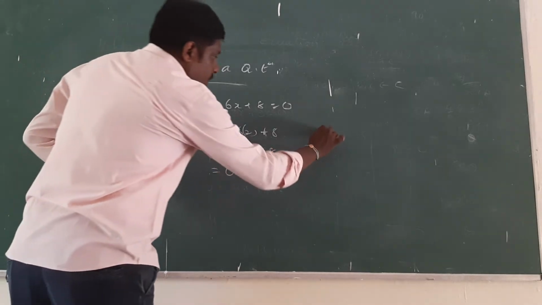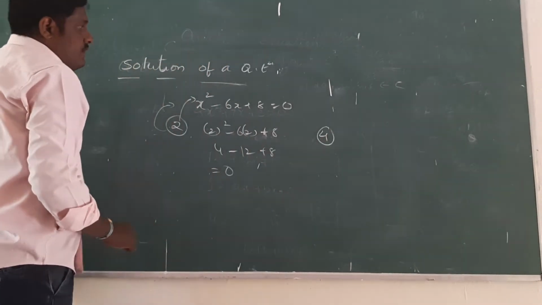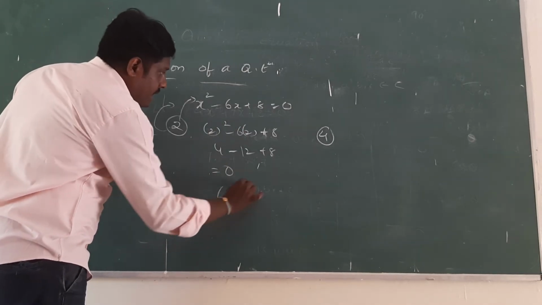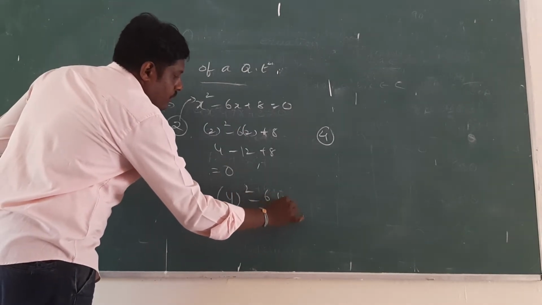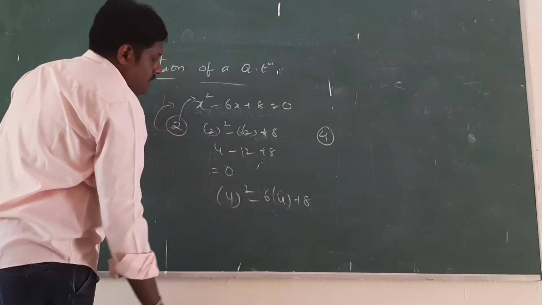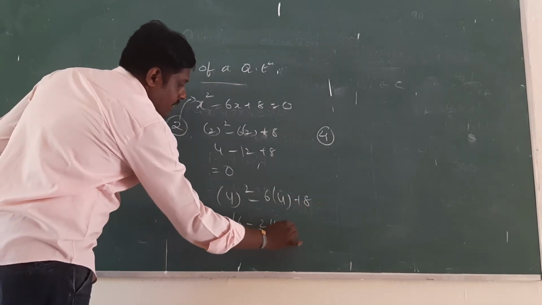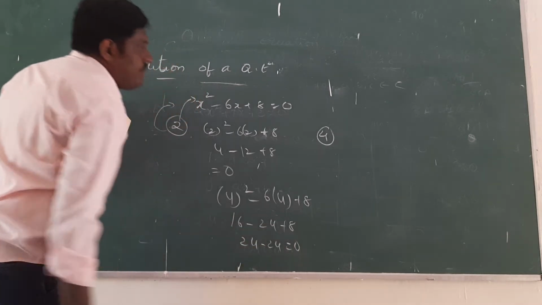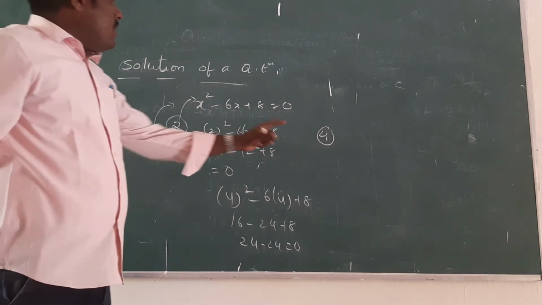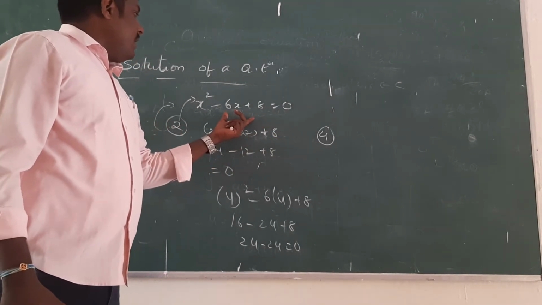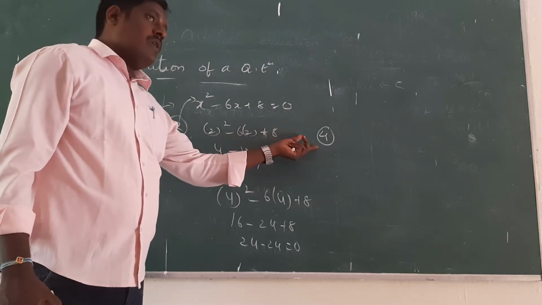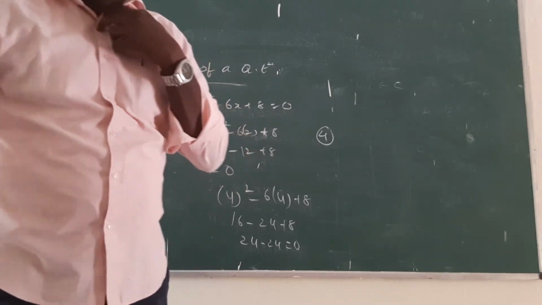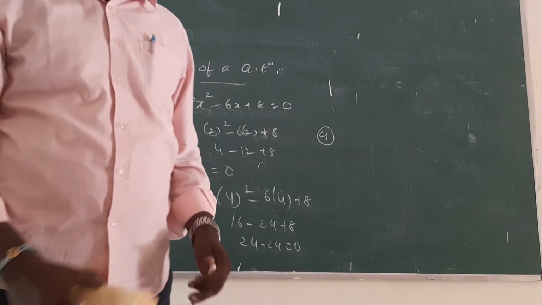Otherwise, check one more real number, 4. Does it satisfy the given equation? Let us check. 4 square minus 6 into 4 plus 8. 16 minus 24 plus 8. 16 plus 8 is 24, minus 24 equal to 0. So 4 is also a solution of the given quadratic equation. It is also called a root of the quadratic equation. So this is about the root of a quadratic equation.